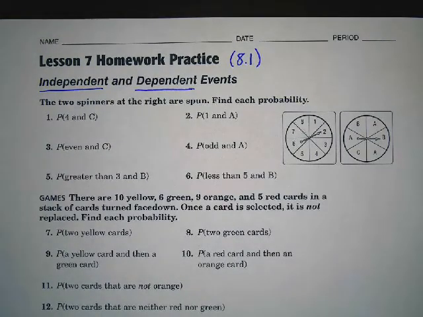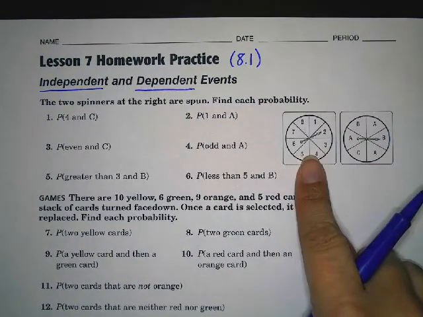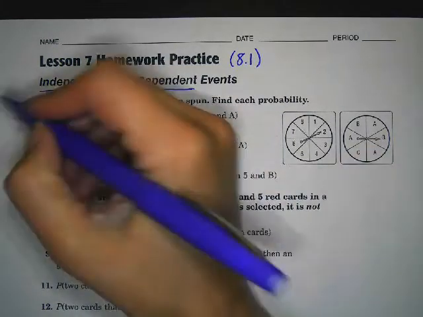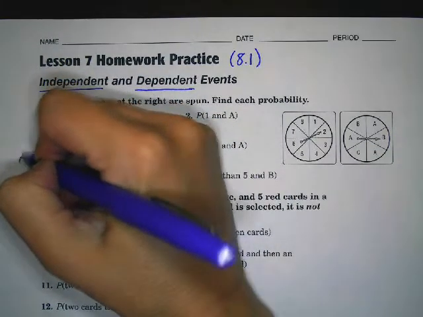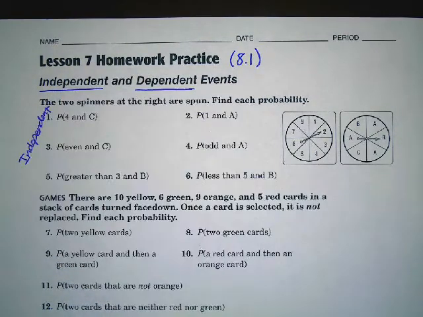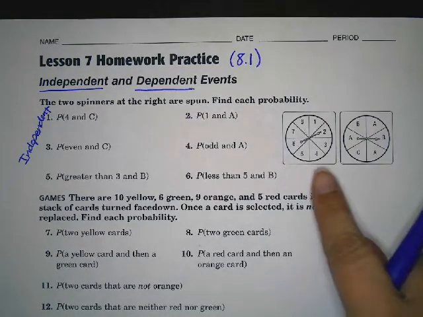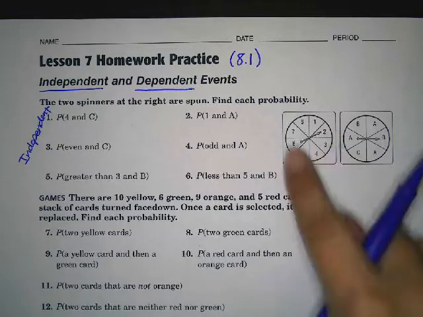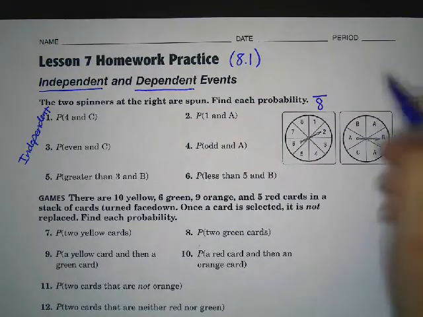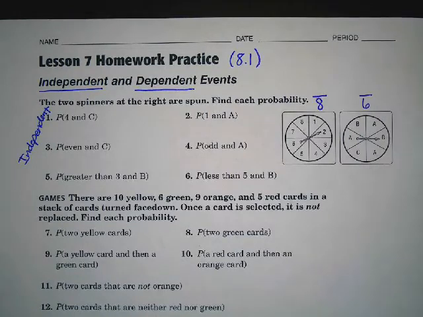So the first one, the two spinners on the right are spun. Find each probability. So if I'm spinning spinner 1, then I spin spinner 2, these are independent events, so this section here is independent. Okay, so all of the questions 1 through 6 are going to be independent. On the first spinner, there are 8 sections, so it's out of 8. The second one, there are 6 sections, so it's out of 6. So that's helpful for this whole section for the first part.